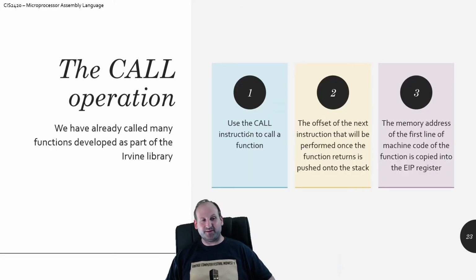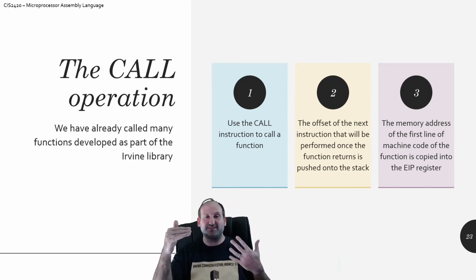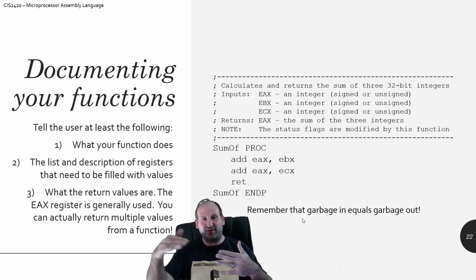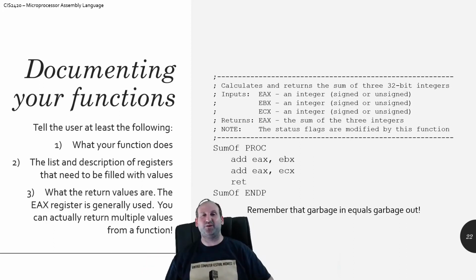And this is all the technical stuff that happens under the hood. The offset of the next instruction that is performed once the function returns is pushed onto the stack. So a memory address, when I hit call, is actually thrown onto the stack, because when this function ends, how would the program know where to go back to? It's not just magic. That information is stored. So when I hit return, it goes back to wherever the call was and goes, oh, here's the next line of code. Let's go there.